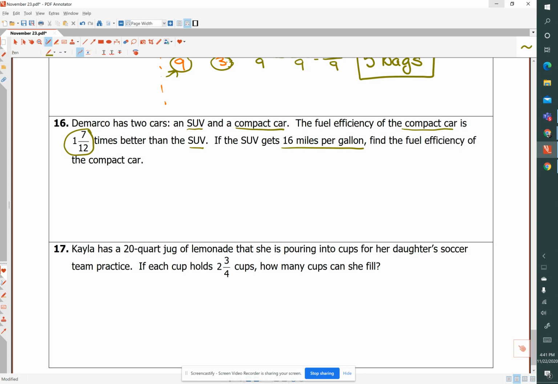So we're just going to multiply SUV times compact car. Okay, so the SUV gets 16 miles to the gallon. The compact car gets 1 7/12 times that. Let's turn that into an improper fraction. So 12 times 1 is 12, plus 7 is 19, over 12.